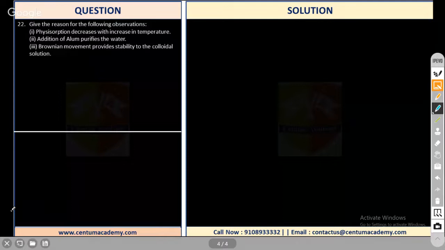Okay, so alum behaves as a flocculant, that you must write. And then the property of flocculant is what? It combines with the various impurities, forms a heavier particle which settles down due to gravity, and we can drain off the water from the top. That's how water gets purified.